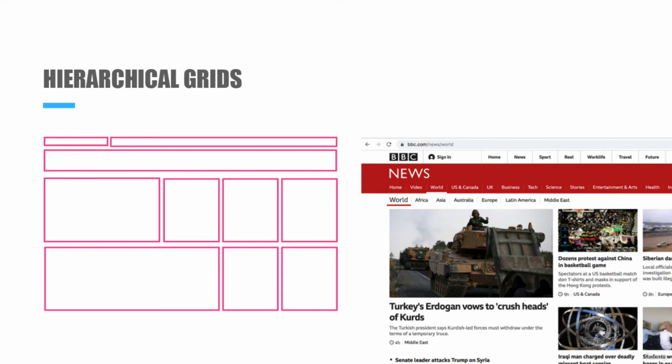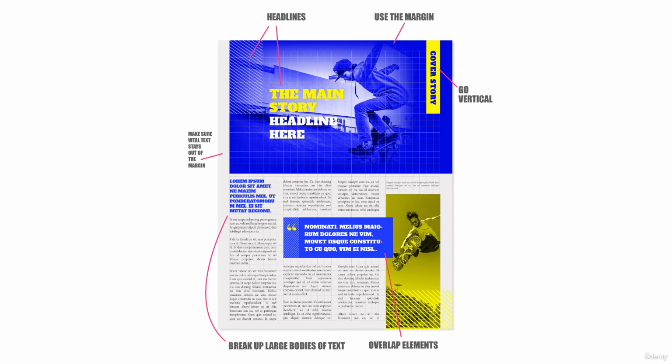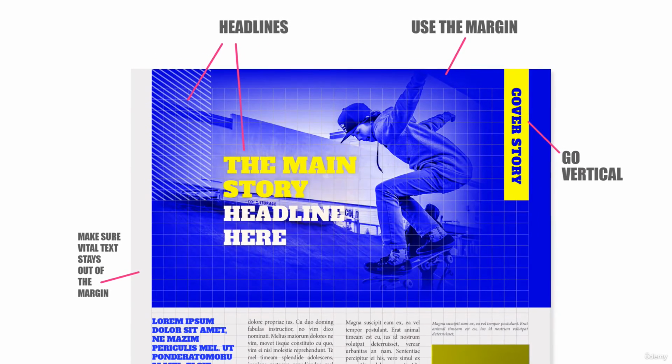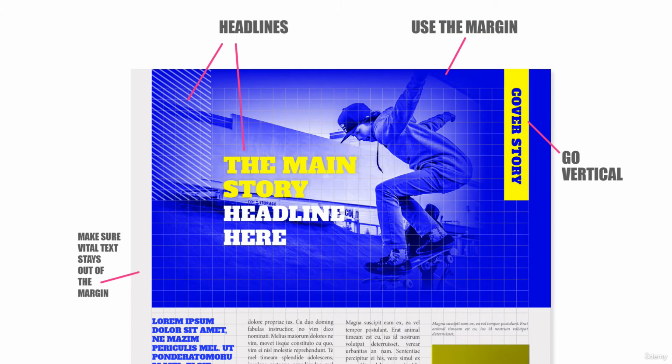So what are some tips and tricks to properly using a grid in layout design? Well, first of all, headlines. Use grids to find placement for headlines and design elements. Also, make sure to use the margin. Remember to feel free to extend unimportant items off the margins, like parts of photos and non-text design elements. This will help the piece feel a little less boxy and feel more alive.